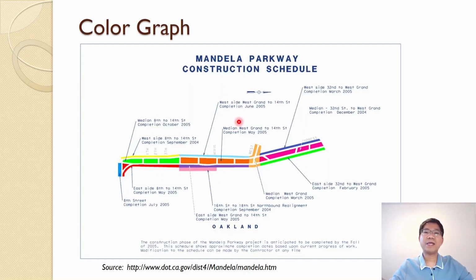And so when it is completed, for example, the light blue that you can see here is the west side, West Grand to 14th Street, completion June 2005. So you can read that without learning: oh, that one is going to be completed in June 2005. So when you drive through, you may try to avoid that area. That is an easy way to communicate the schedule to the general public or construction workers when you have color.